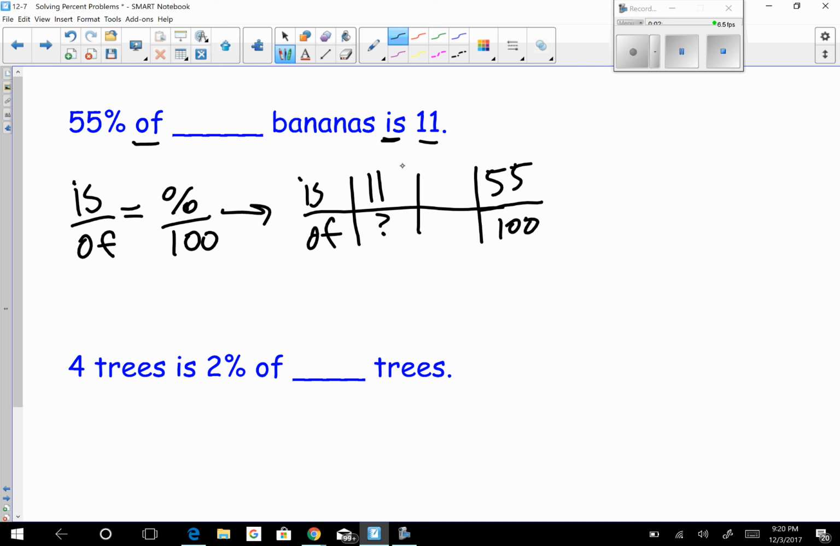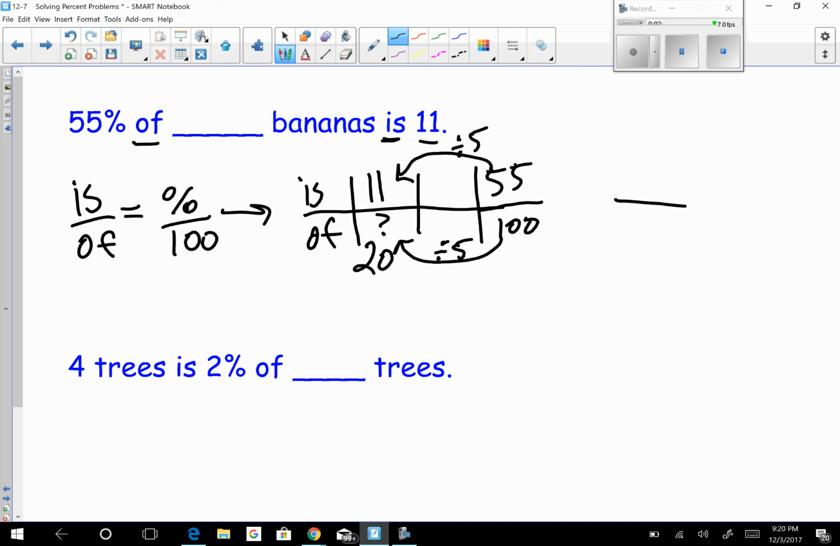Normally, when we've been working with ratio tables, we've always been going from the left-hand side to the right-hand side. Well, in this case, we're going to have to go from the right-hand side over to the left-hand side. You want to go from the column where you have both numbers in it to the column where you have the one number that you don't know. So we're going from 55 to 11. And so how do you go from 55 to 11? You have to divide by 5. So 55 divided by 5 is 11. So you have to do 100 divided by 5. And 100 divided by 5 is 20.